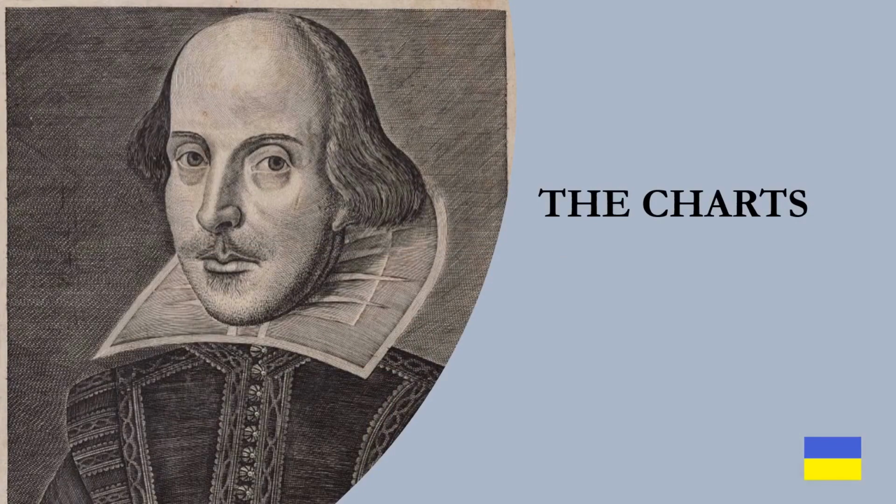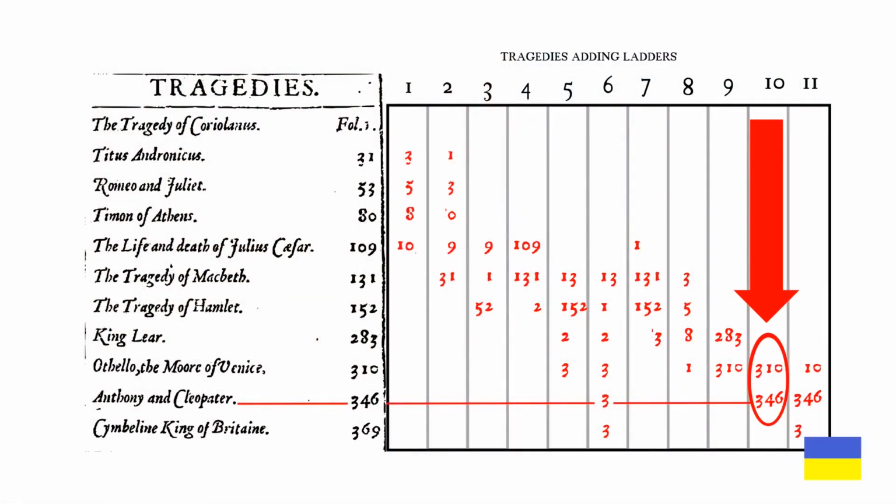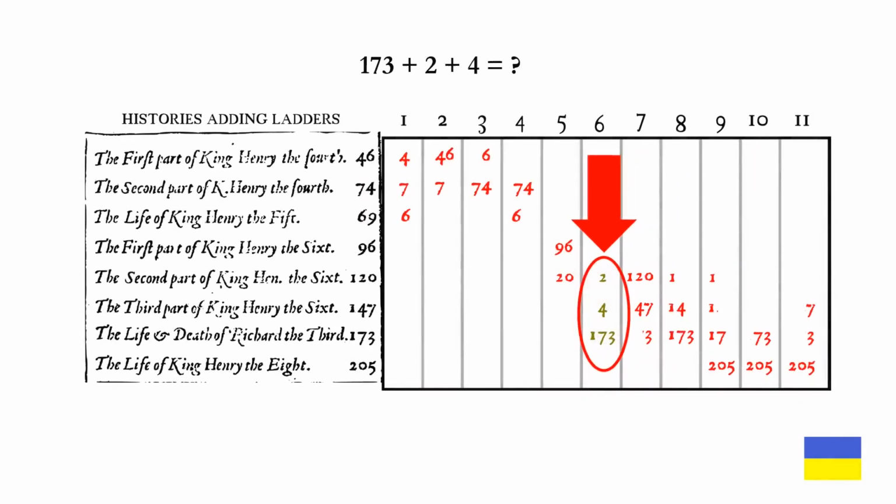Here are the charts. Here's the chart for the tragedies. As you can see, Antony and Cleopatra form a perfect step adding ladder. What we see in the histories adding ladders is a very bizarre adding ladder for number 6. And one thing that I did is I added 173 plus 2 plus 4. And what I found was that it adds up to a very interesting number. I'll let you figure it out.